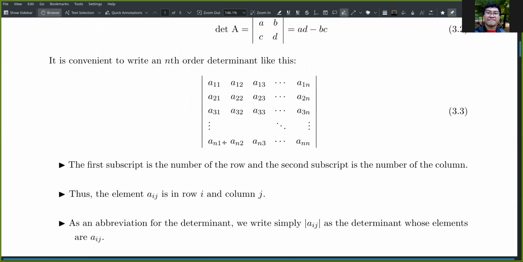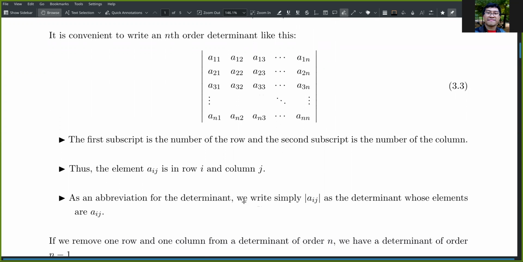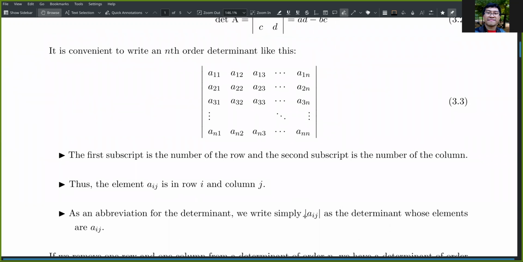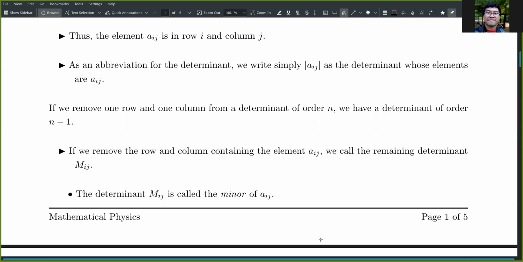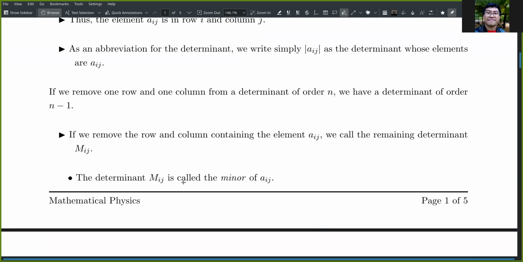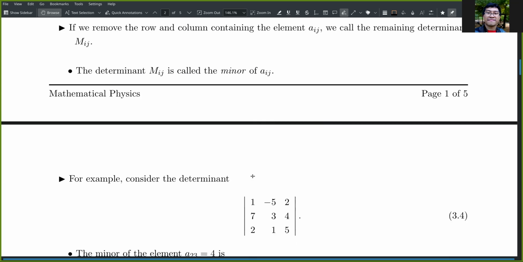So an element aij is in the ith row and jth column. As an abbreviation for the determinant, we write simply |aij| as the determinant whose elements are aij. If we remove one row and one column from a determinant of order n, we have a determinant of order n minus 1. Suppose we remove the row and column containing the element aij, so we are removing the ith row and jth column. We call the remaining determinant Mij. The determinant Mij is called the minor of aij.